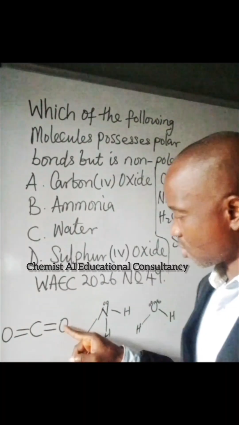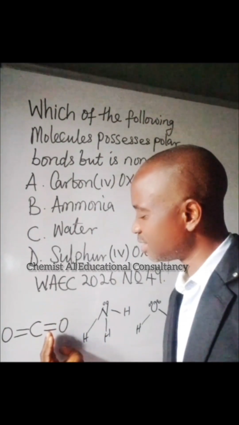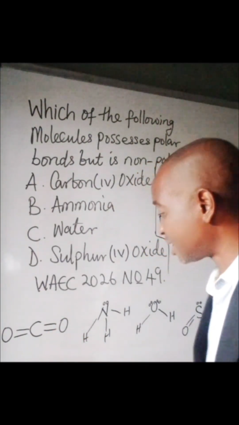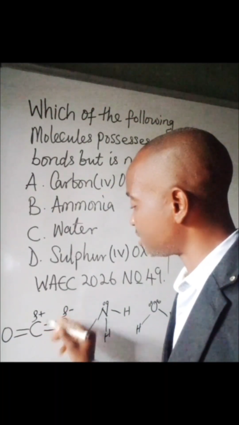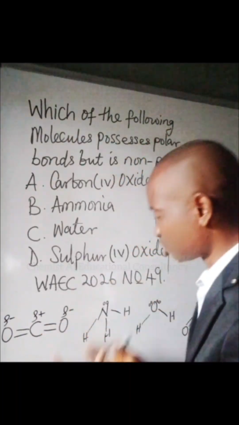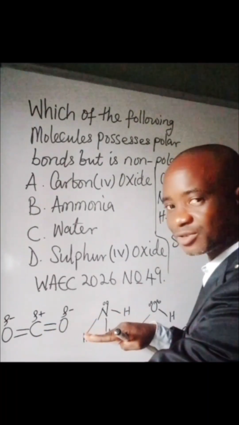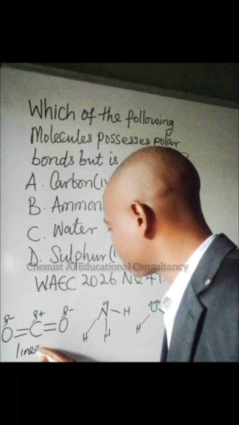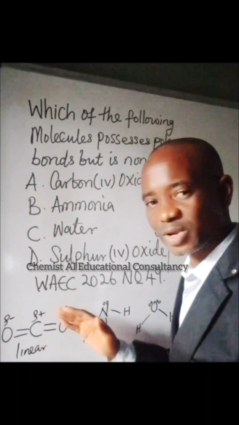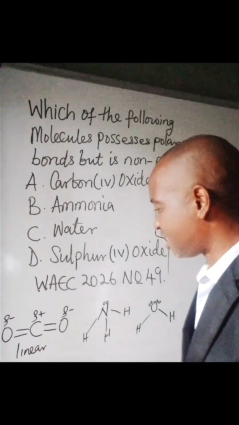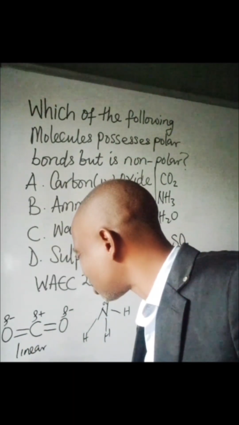Now look at these molecules. Oxygen is more electronegative than carbon, meaning that it pulls the electron clouds closer to itself, and that makes it partially negative and makes carbon partially positive. This shows that these bonds are polar. But because of the molecular geometry, the shape is linear. Because of this linear shape, the two dipole moments will cancel themselves, and this molecule will now acquire no net charge, and therefore it possesses a polar bond, but overall the molecule is non-polar.